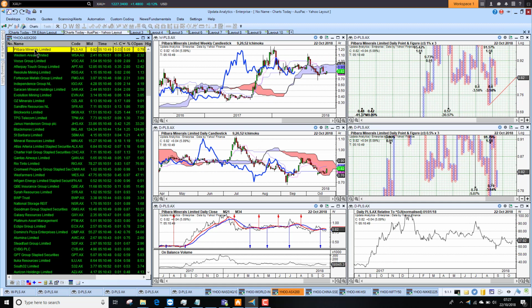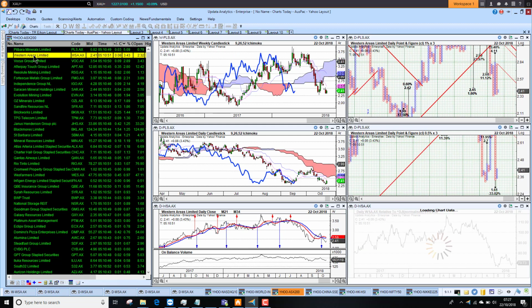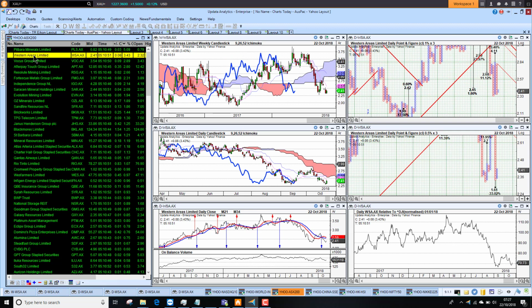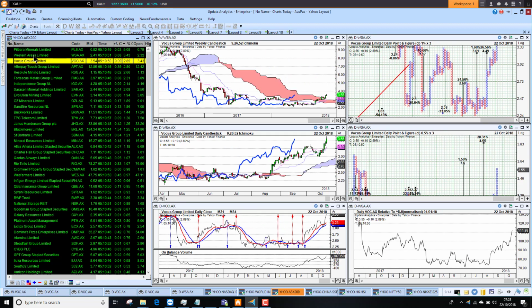Taking a quick look at the Aussie market, best performer is Pilbara Minerals, up 5%. That chart actually looking good long term. Medium term, we're still bearish. We've actually underperformed the Dow Jones index some 30% this year, so not a great looking chart. And the same is true of Western Areas Limited, much the same underperformance.